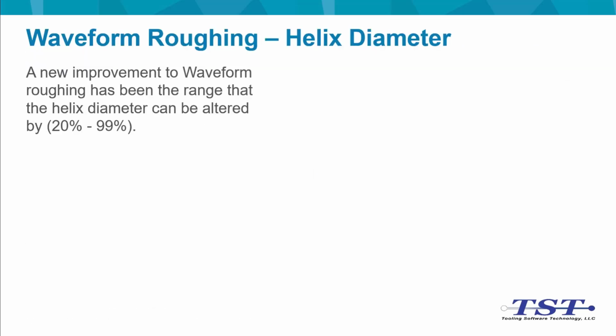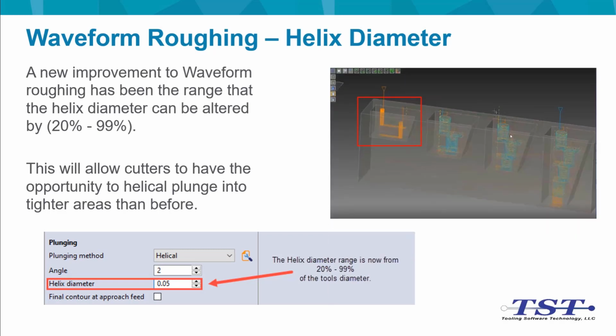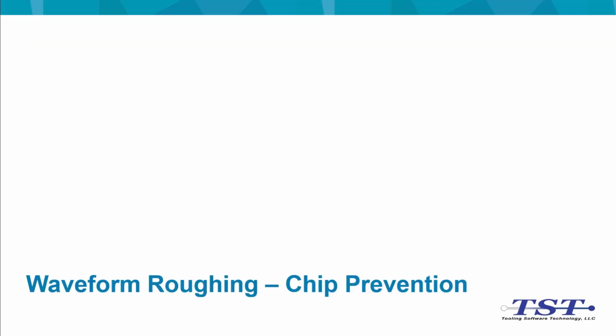Next, we have the helix diameter. We can adjust that diameter from 20 to 99% of the tool's diameter. This will allow the tool to get into areas that it wasn't able to beforehand, because the helix diameter was too big as a default and the tool would violate the sides of the part. So now you can use bigger tools in thinner areas than you could beforehand with the waveform roughing operation.